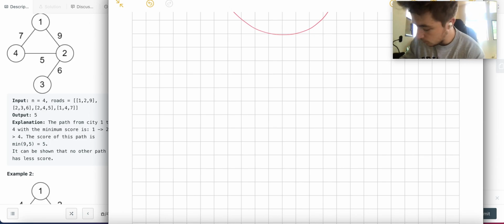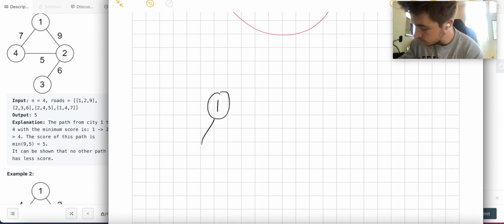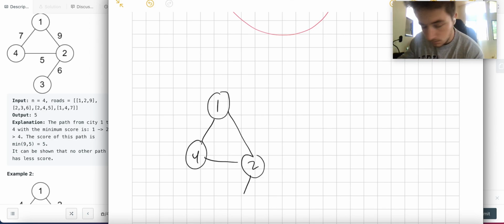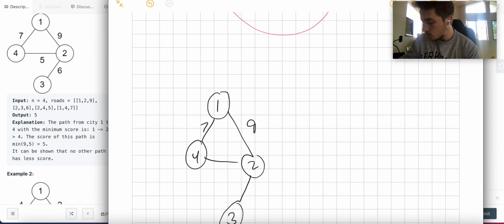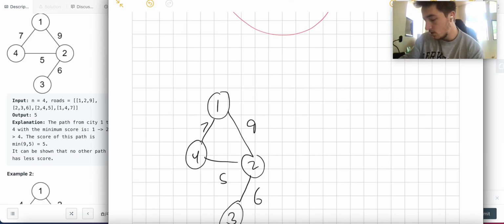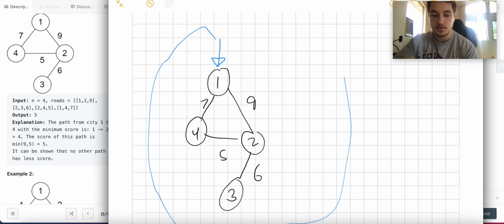So example 1 gives us 1, 4, 2, 3, with costs associated 7, 9, 5, 6. If we ran DFS on the system, we'd first enter in at 1, and we're just trying to find the minimum cost road within the connected component that 1 is connected to. It just so happens in this system that there's just one connected component.